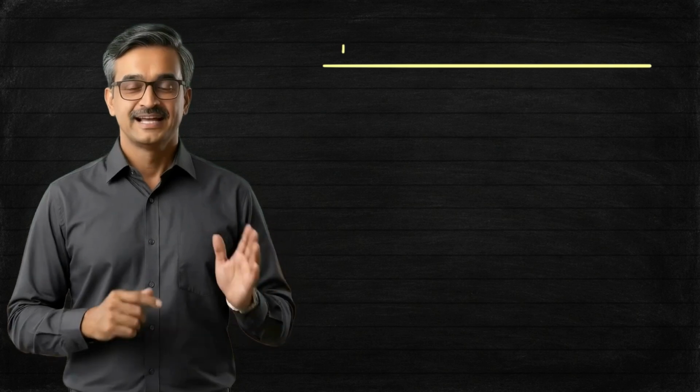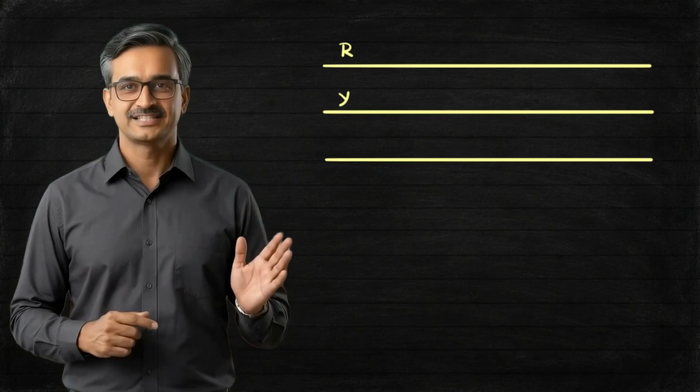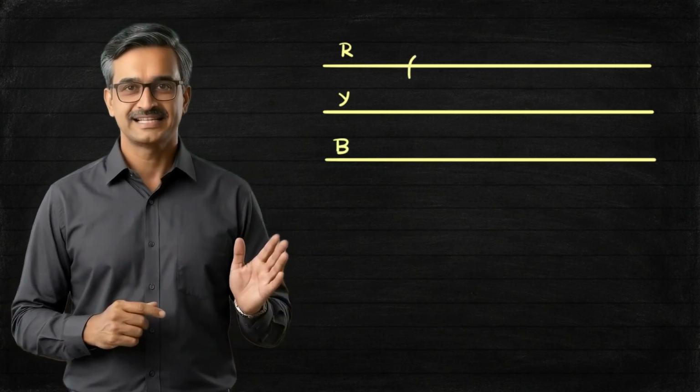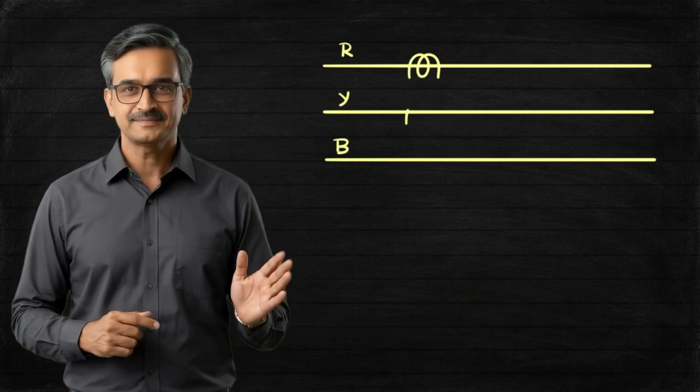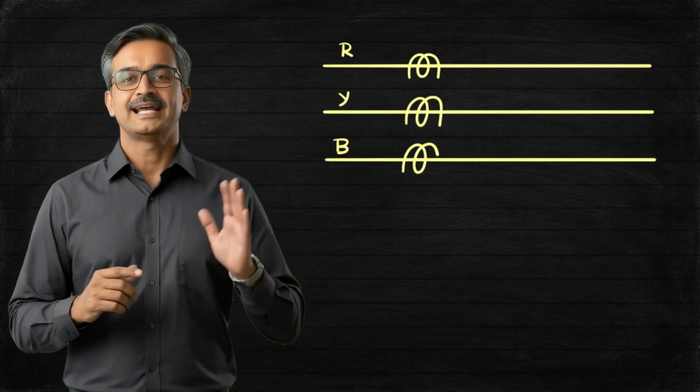This is the red phase line. This is the yellow phase line. And this is the blue phase line. This is the red phase CT. This is the yellow phase CT. And this is the blue phase CT.